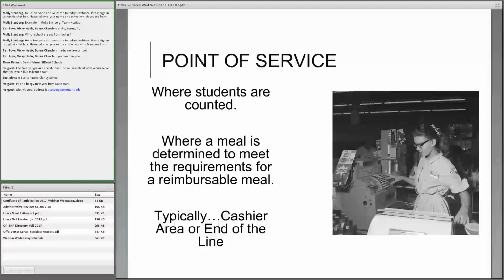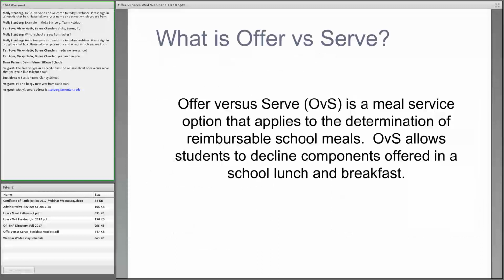When we talk about reimbursable meals, point of service is really important. That point of service is where students are counted and the reimbursable meals are counted. So typically a cashier or the point of service is at the end of the line, and it might be the cashier who's checking that tray to make sure it's a reimbursable meal. Or if you do have approval from OPI School Nutrition, you can have your point of service at the beginning of the line, and that is okay. It just means that whoever on your staff is working at the end of the line, it's extra important that they are verifying that those meals are reimbursable. So reimbursable meal and point of service are important terms that we'll be talking about today.